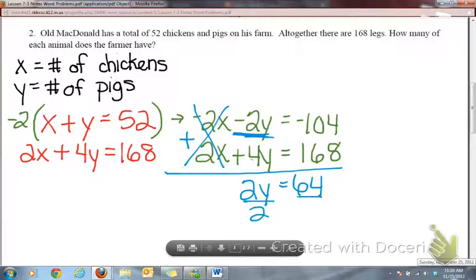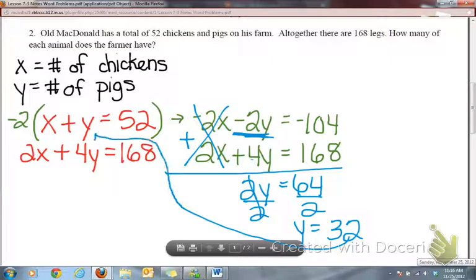Divide that by 2, and y is equal to 32. So there's 32 pigs on the farm. Now let's find out how many chickens. I'm going to take that 32 and plug it into the top equation. I think it'll be easiest. Just plug that in for y.